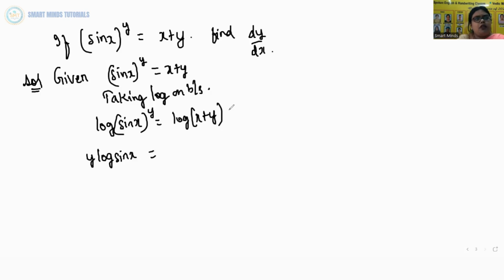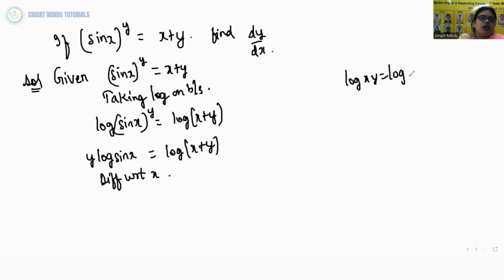And the right hand side you cannot separate, so let us write it as it is. Log of (x plus y), you cannot write as log x plus log y. So we are not disturbing it. See, if you have log of x into y, then you can write log x plus log y. But if you have log of (x plus y), then you cannot change it. You have to keep it as it is.